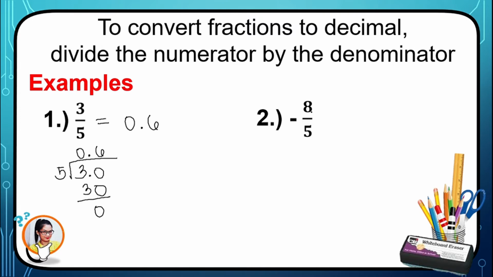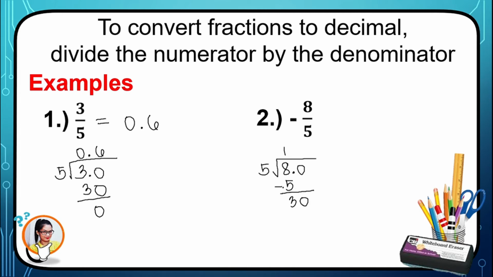For number 2, -8/5. 8 is the numerator and 5 is the denominator. So we will divide it. 8 divided by 5. How many 5 are there in 8? We have here 1. 1 times 5 is 5. Then we are going to subtract. 8 minus 5, we have 3. Now, is there 5 in 3? There's no 5 in 3, so we'll add 0.